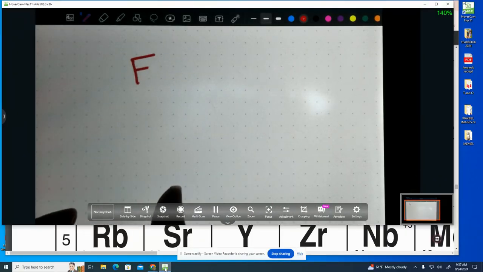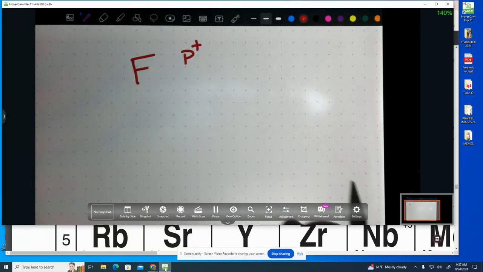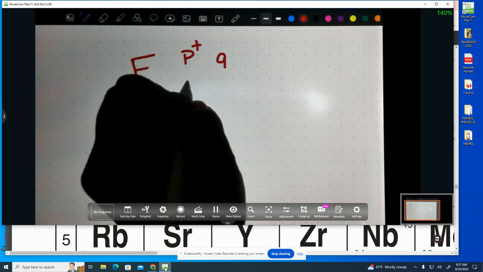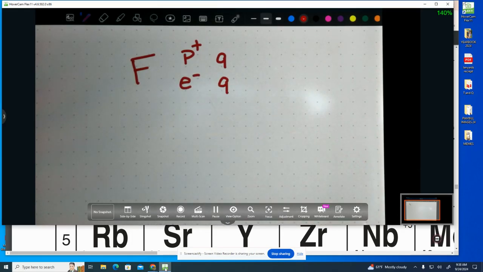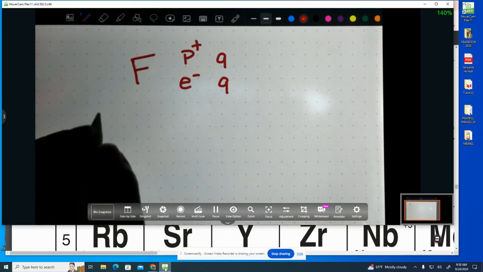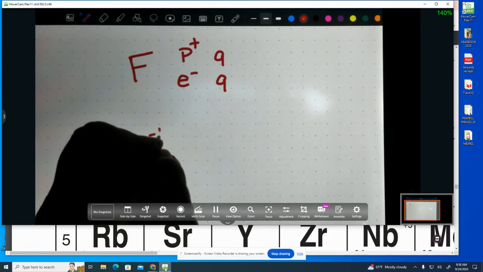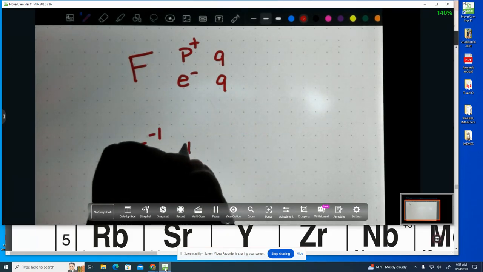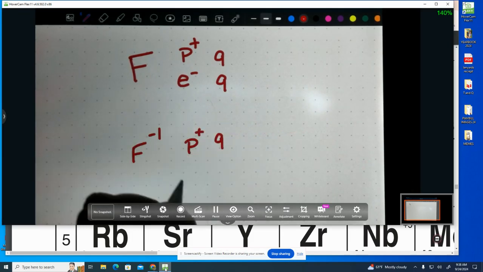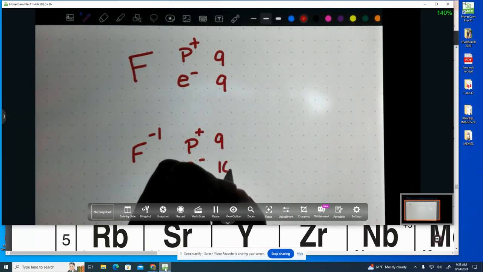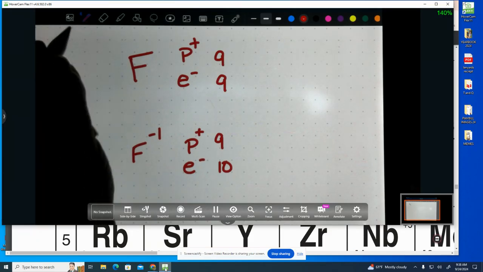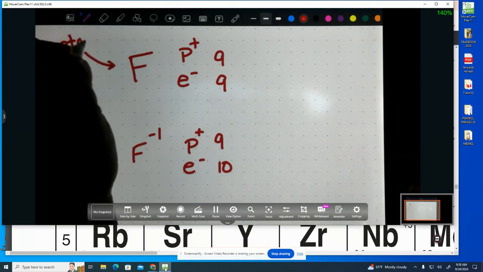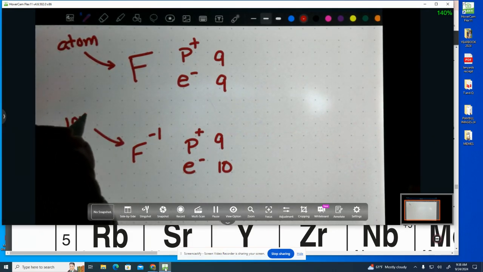Look at that fluorine. How many protons does it have? 9. How many electrons does it have? 9. Okay. It has no charge written on it. If I wrote fluorine with a -1, now it has 9 protons. And how many electrons? 10 electrons, because it gained an electron. This is an atom. This is an ion.